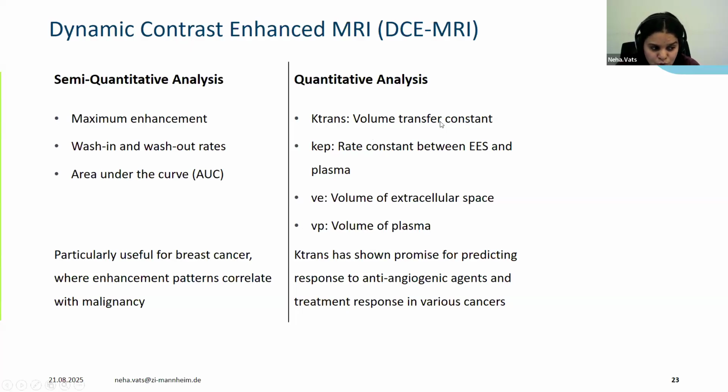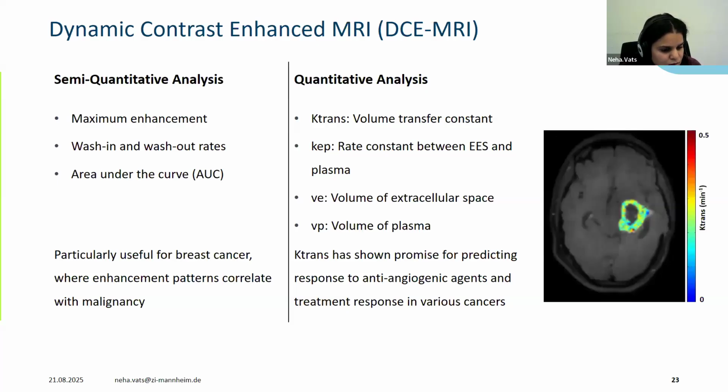K-trans parameter has shown promise of predicting response to anti-angiogenic agents and treatment response in various cancers. We will also see these K-trans maps later in my slides. So maybe you will have a better idea how these parameters look like. I've put one example of this K-trans to give you an example. This is the K-trans map of the brain tumor.